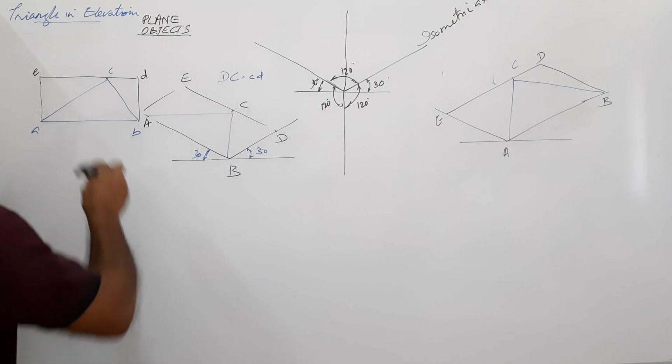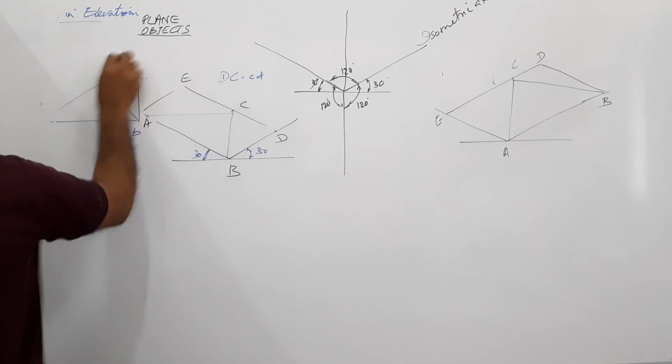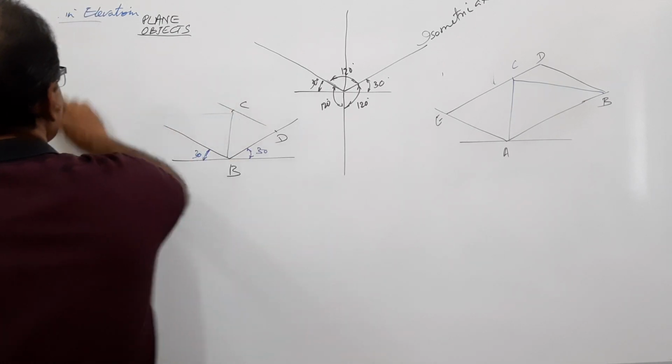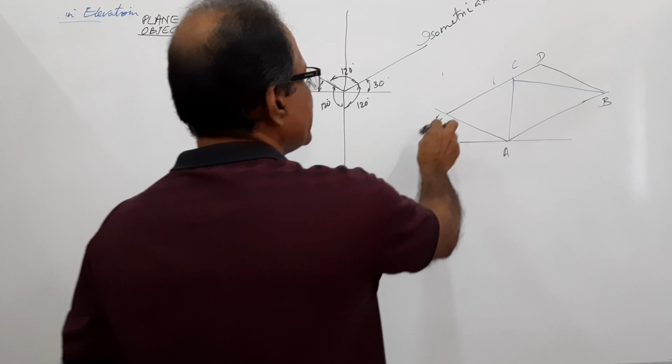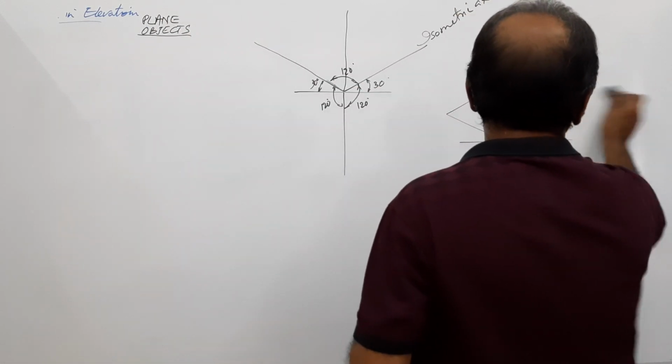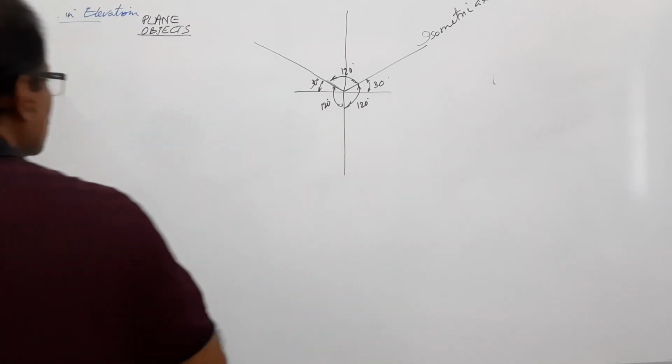The next task is to draw a polygon in elevation. Let us draw a polygon in elevation. Why do we draw these simple plane objects? We draw these plane objects to give us basic concepts. These concepts will be used while drawing difficult objects.